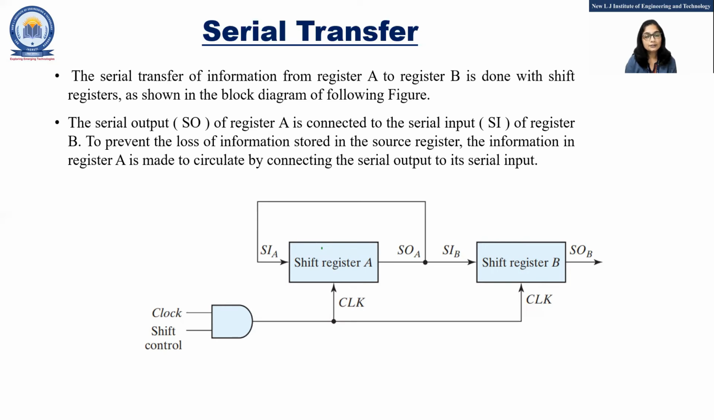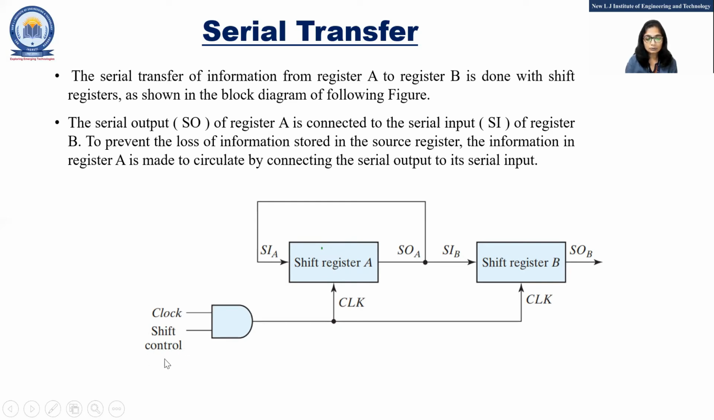Now we'll see serial transfer into register. You can use more number of registers, but we will see the serial transfer function with 2 shift registers. As shown in the figure, we are using shift register A as well as shift register B. Suppose I want to shift the data from register A to register B. So how is it possible? Here we are using AND operation and logic.